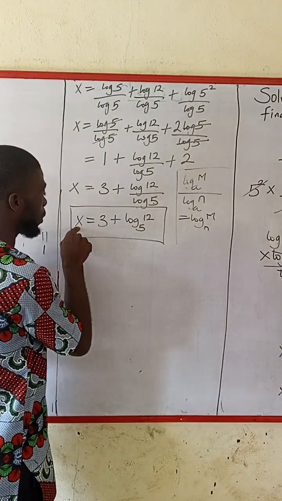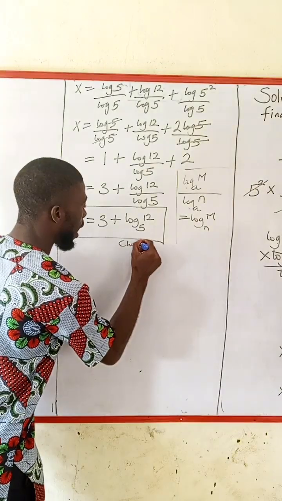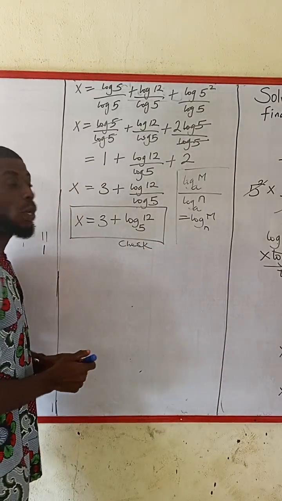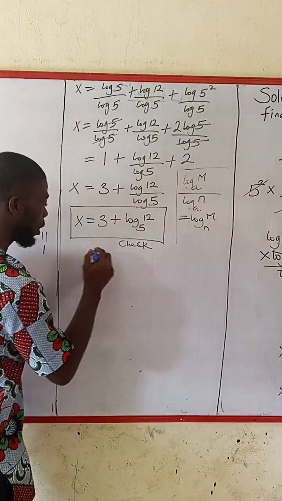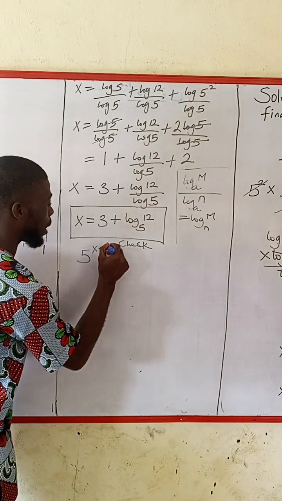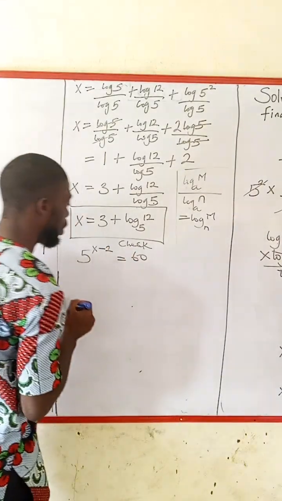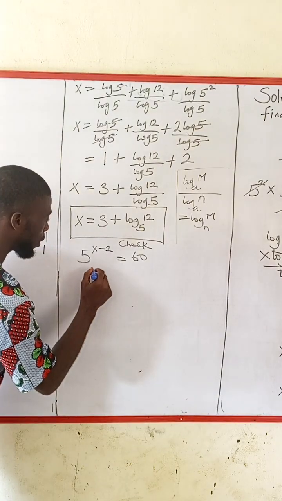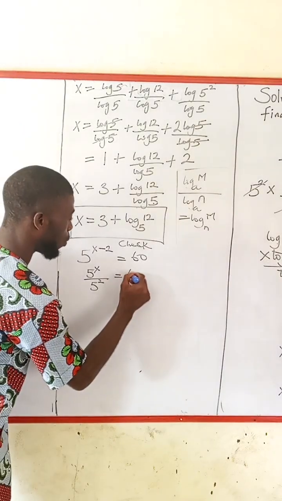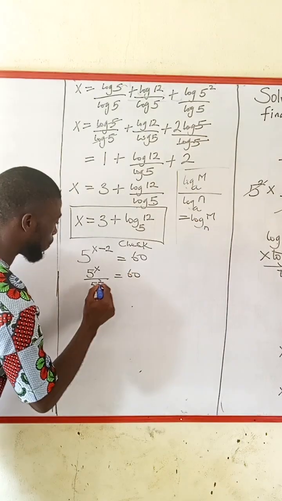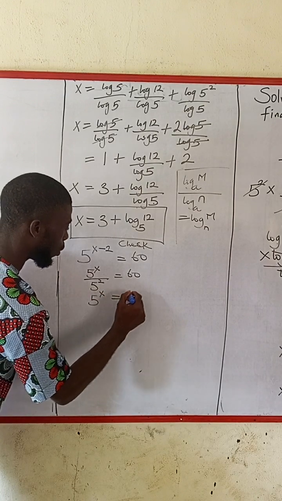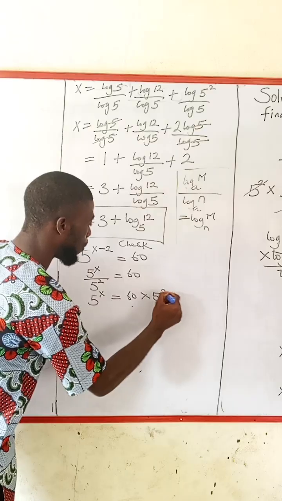We are going to check whether this satisfies the equation. We are going to substitute s equal to 3 plus log base 5 of 12 and check whether it satisfies this solution. Now remember that the question said that 5 raised to the power of s minus 2 is equal to 60. So I can also say that 5 raised to the power of s over 5 raised to the power of 2 is equal to 60. I can multiply both sides by 5 raised to the power of 2. This would now be that 5 raised to the power of s is equal to 60 times 5 raised to the power of 2.